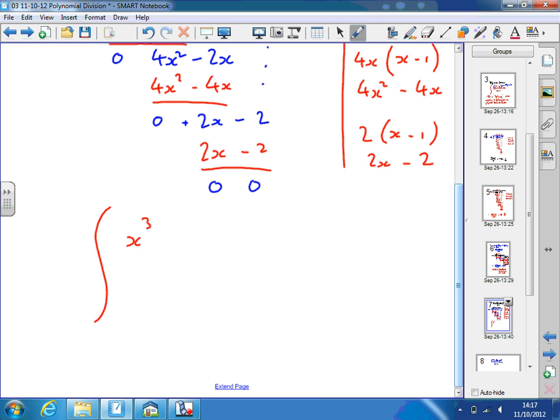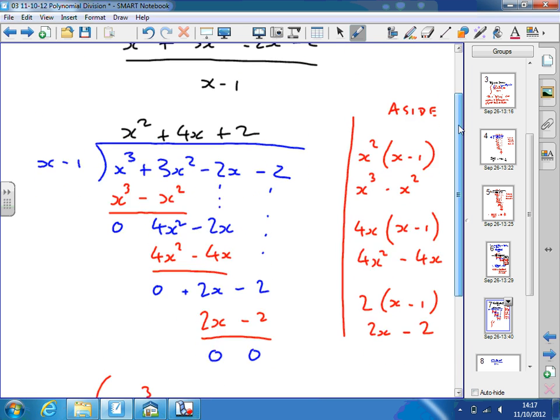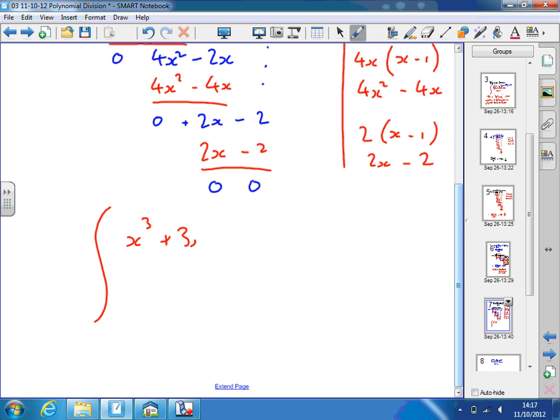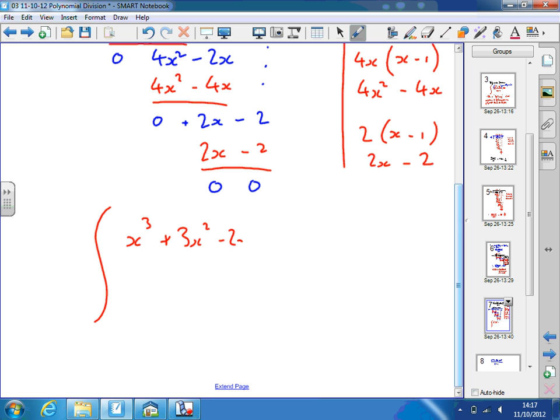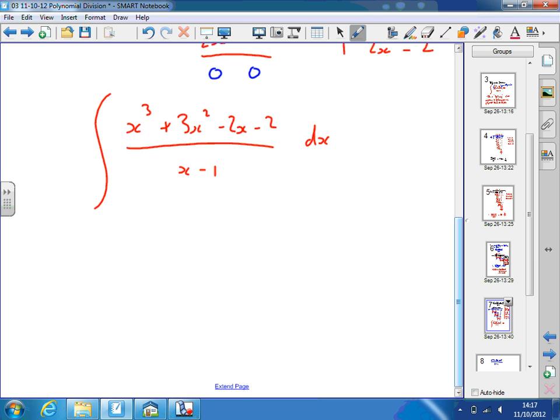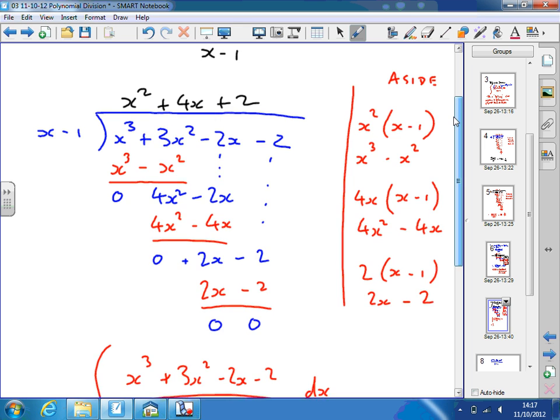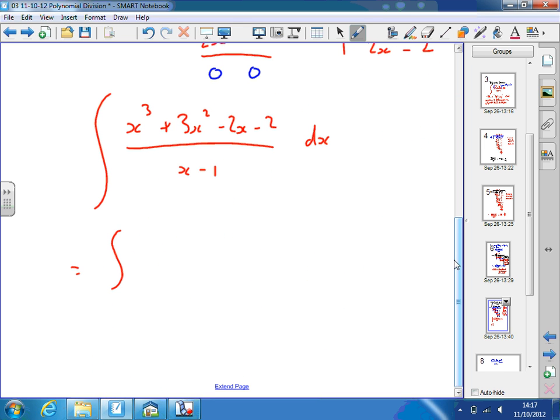So if I wanted to do the integral of x cubed plus 3x squared minus 2x minus 2 over x minus 1 with respect to x, I would then actually do the integral of my answer. So I do the polynomial division, and in fact that turns out to be x squared plus 4x plus 2. And that's dead easy to do.